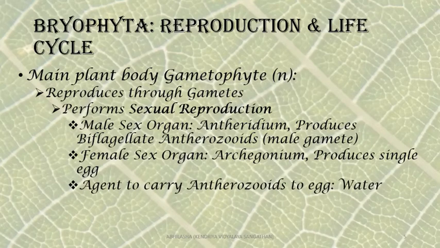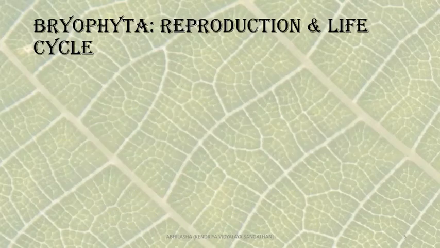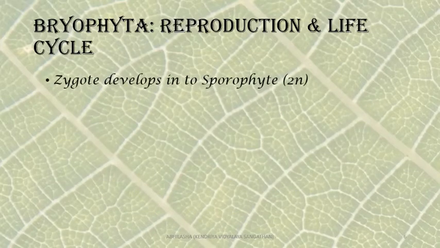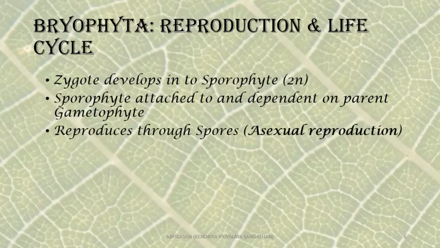Now, biflagellate anthrozoids have to reach the egg cell for fertilization, and the agent which carries them is water, and that is why water is essential for reproduction in bryophytes. Fertilization is internal. The egg cell is fertilized inside the archegonium and a diploid 2N zygote is formed. Now, the zygote develops into sporophyte, which is of course diploid. This sporophyte remains attached to and is dependent upon the parent gametophyte. So the gametophyte is the main plant body.